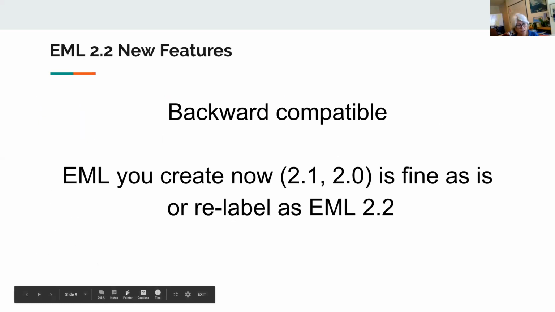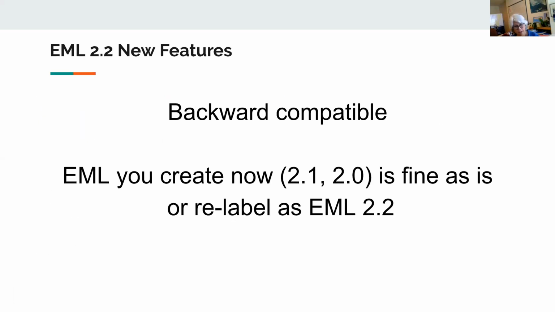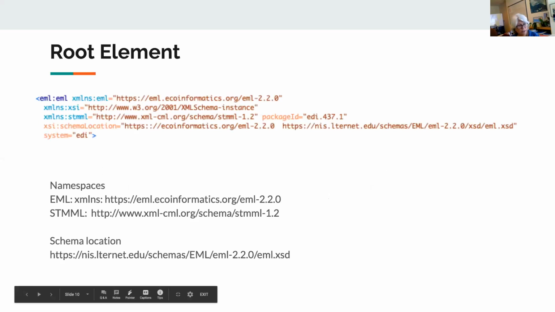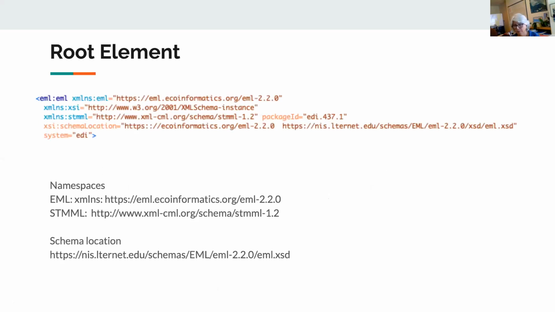Just to reiterate one more time, it's backwards compatible. You can keep making EML the way you do now, or you can simply relabel it. If you do choose to relabel it, this is pretty much all you need. You need a new root element, and this is what it would look like.